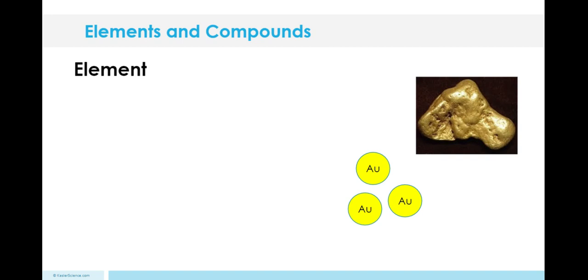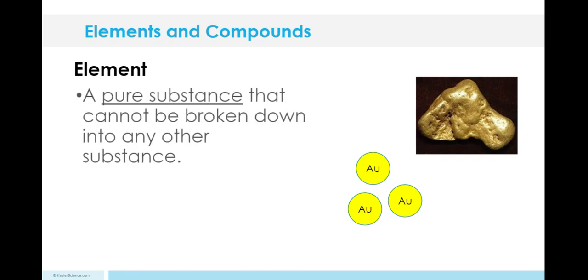Now we can get into the differences between elements, compounds, and molecules, starting with our elements. Elements are a pure substance. Using our example here of gold, if I break down the element of gold to a single atom, that atom is going to be a gold atom.